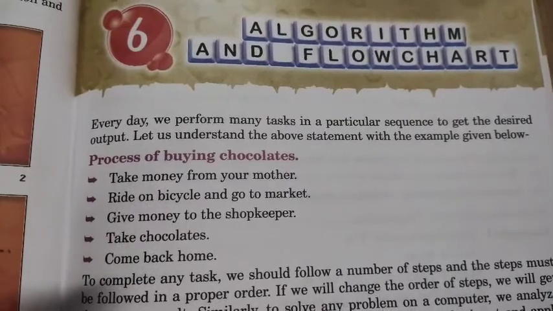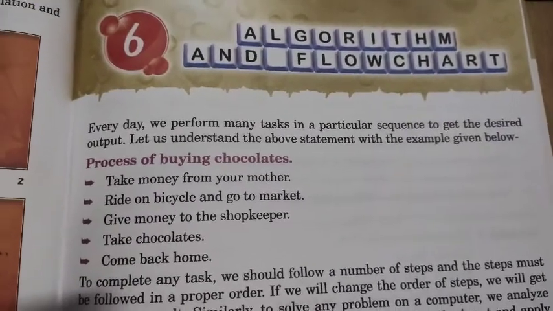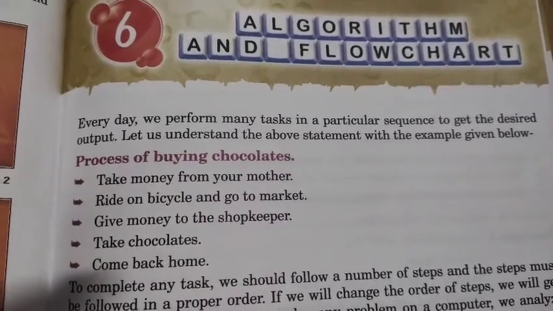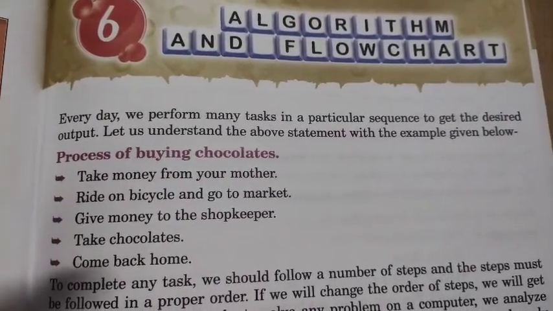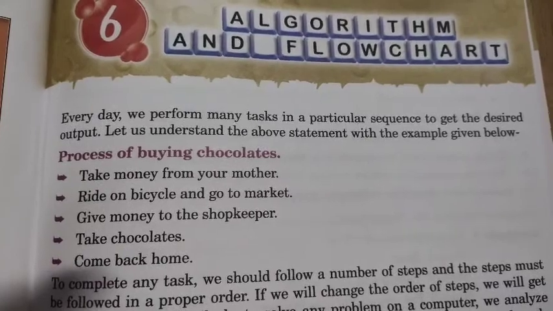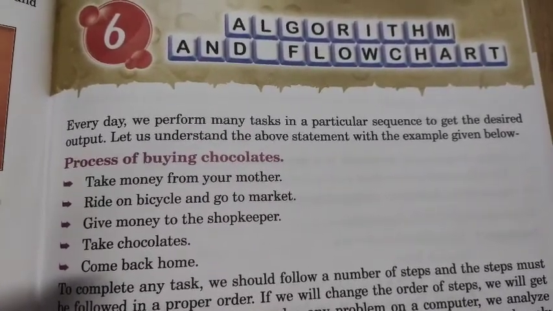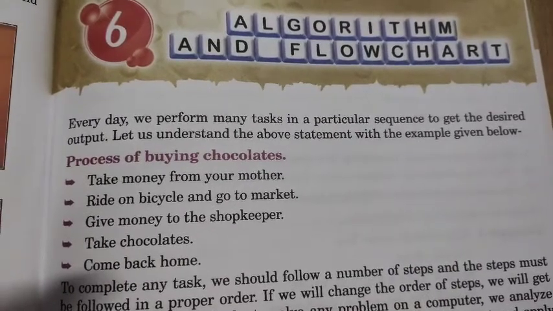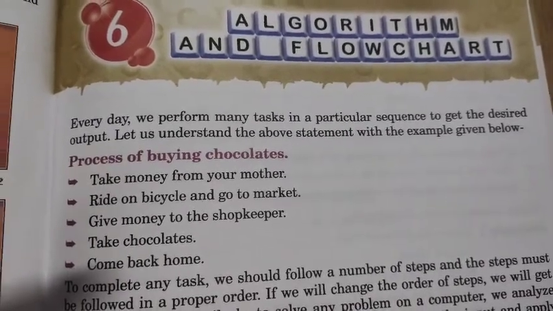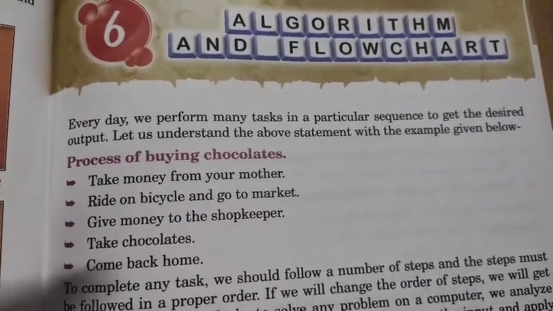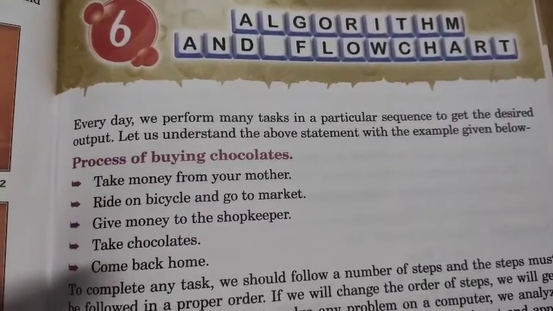Algorithm means it's a rule. So we are doing everything in a rule. Every day we perform many tasks in a particular sequence to get the desired output. Every day, if you want to brush your teeth, there is an algorithm. So what is the algorithm? First you have to go to the bathroom, take your brush and apply the paste, then you start brushing. So that is the algorithm for brushing your teeth.